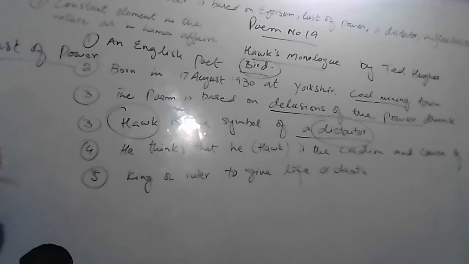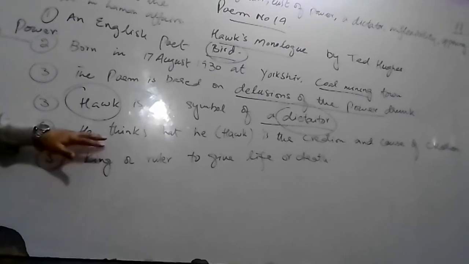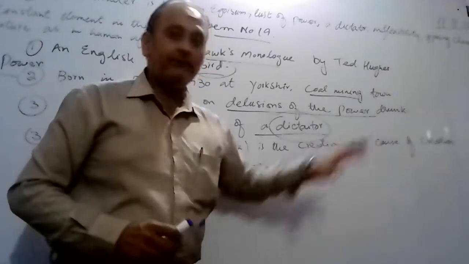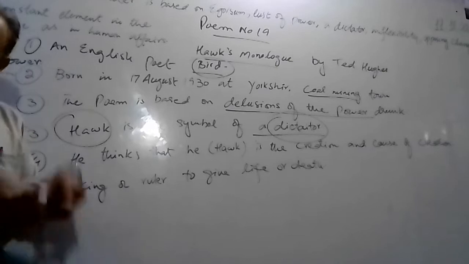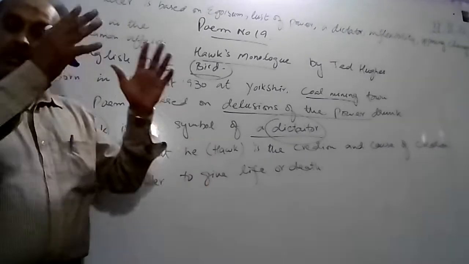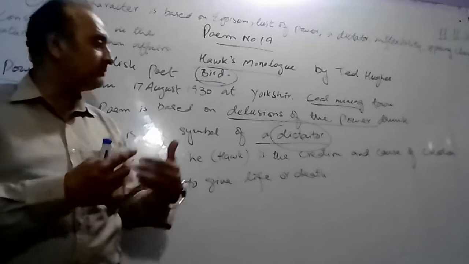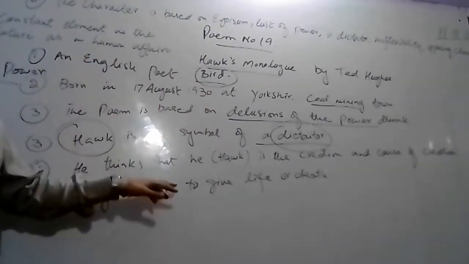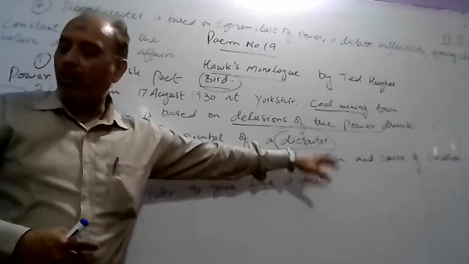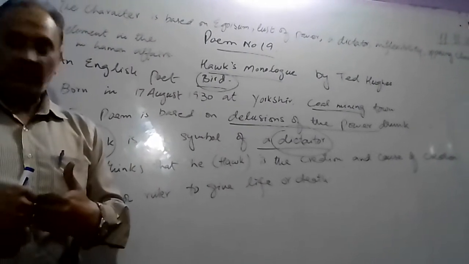Now, point number four. In this point, the basic reason for the creation of the hawk has been explained. It means that the hawk thinks about itself that it is the creation and the cause of creation. Allah Almighty, the God Almighty, created all the world, but the hawk thinks that I am the basic reason the world has been created. Why? Because of me. So this is the main element.